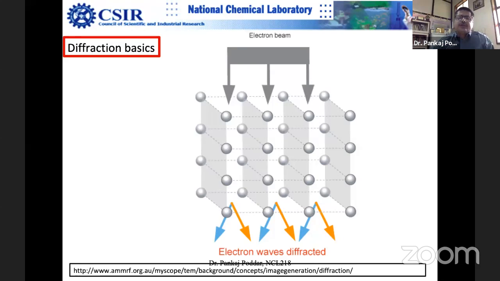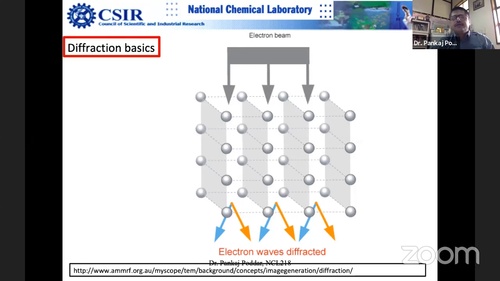So the reason is hidden in the Bragg's equation. 2d sin theta is equal to n lambda. So here d is the same. Your d is your lattice spacing, right? Interplanar spacing. But what has changed is lambda. So lambda has become almost 100 times smaller. So if the lambda has become 100 times smaller, the angle also approximately becomes 100 times smaller.